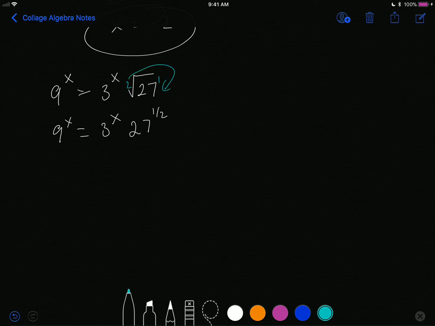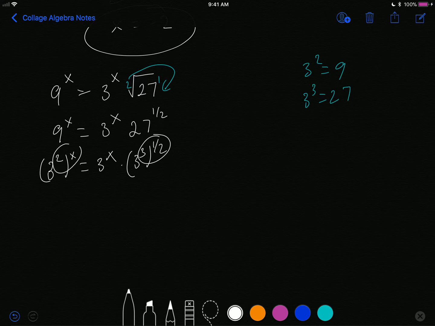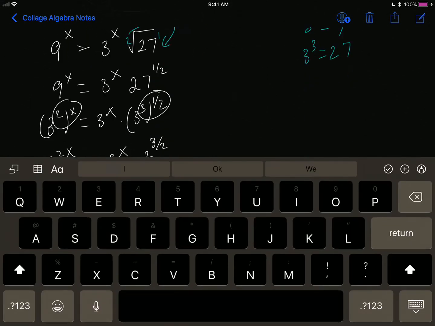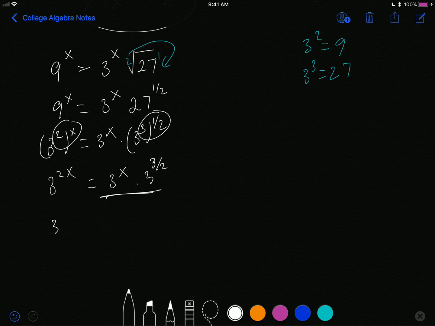And just like in the previous example, although my bases are not the same, 3 squared equals 9. 3 cubed is equal to 27, and so my equation becomes 3 squared raised to the x is equal to 3 to the x times 3 cubed raised to the 1/2 power. These simplify. 3 to the 2x is equal to 3 to the x times 3 to the 3/2 when I multiply 3 times a half. Again, I combine these. And so when I combine these right here, I get 3 raised to the 2x is equal to 3 raised to the x plus 3/2.